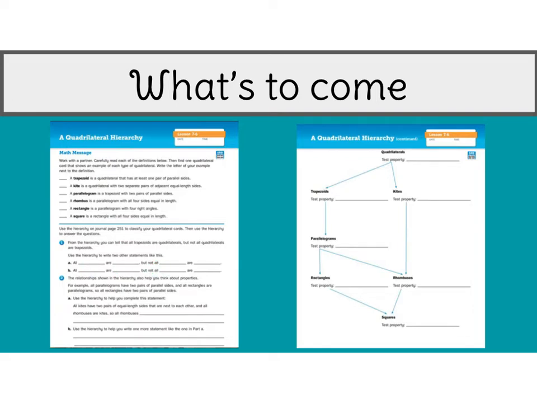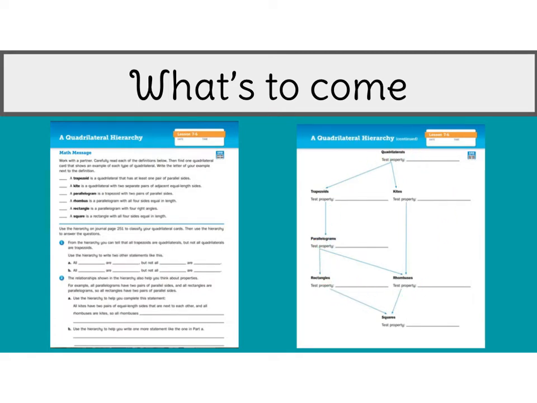All blank are blank, but not all blank are blank. So you're going to complete that. You're also going to look at the relationship with that hierarchy, answer some questions here, using that hierarchy to kind of help you complete the statements. And then we get into the meat of the lesson here with the hierarchy itself.